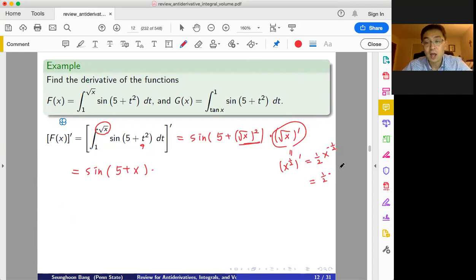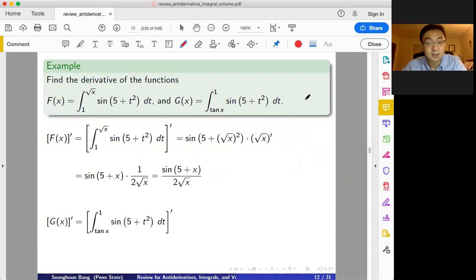X to the minus 1/2 is 1 over x to the 1/2. You can change it back to radical form, 1 over 2 root x. So we have 1 over 2 root x. Combine that: sine of 5 plus x over 2 times square root of x. This is the answer.